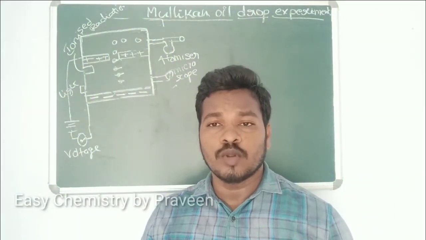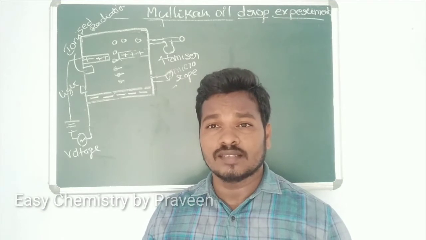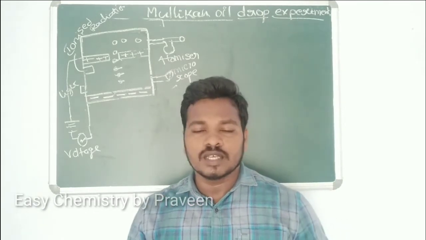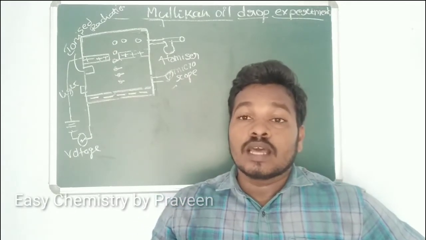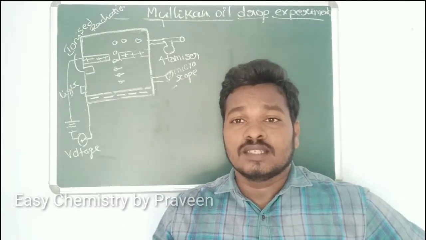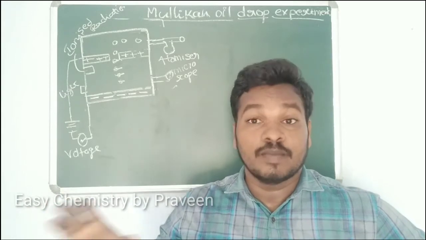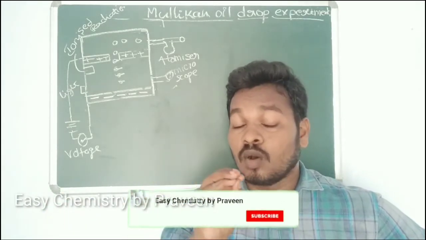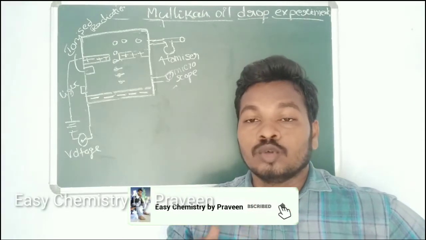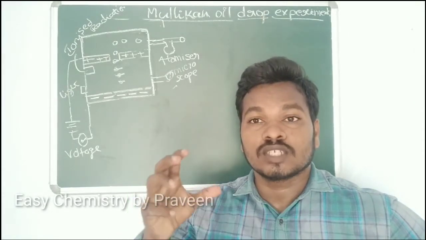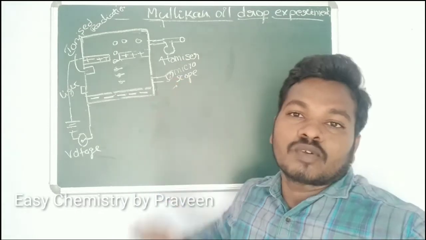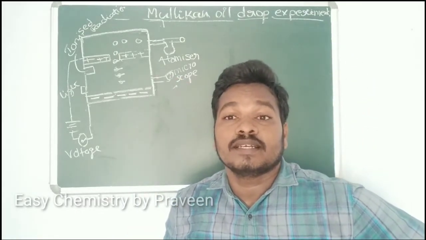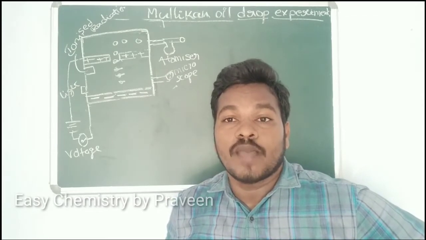Today I am going to explain the Millikan oil drop experiment. J.J. Thomson discovered the negatively charged particles. He said that negative charge is present, but he didn't tell how much negative charge is present. To clear that up, a scientist named Millikan, along with his student Fletcher, performed the experiment called the Millikan oil drop experiment.